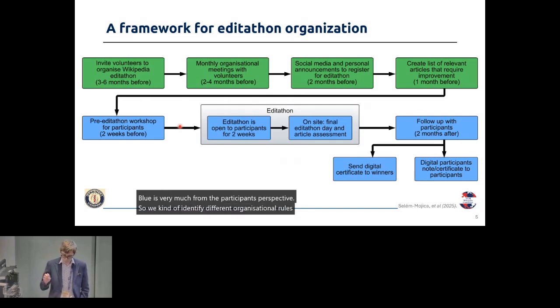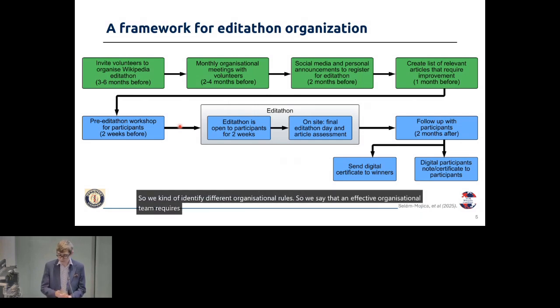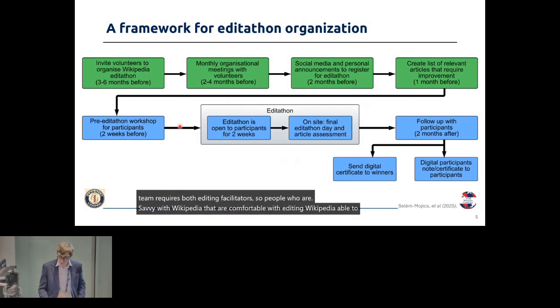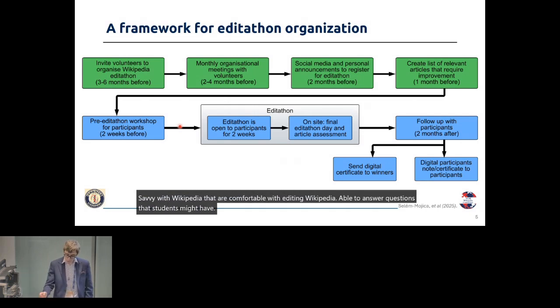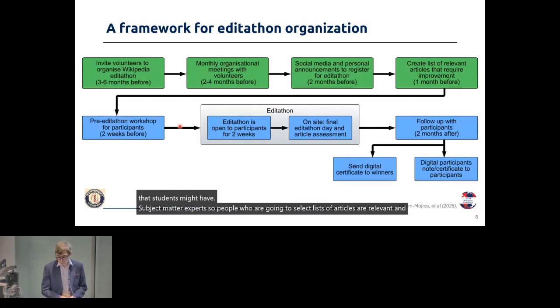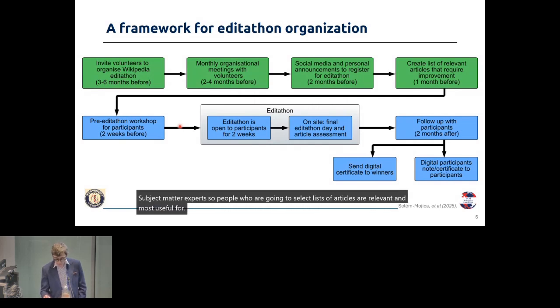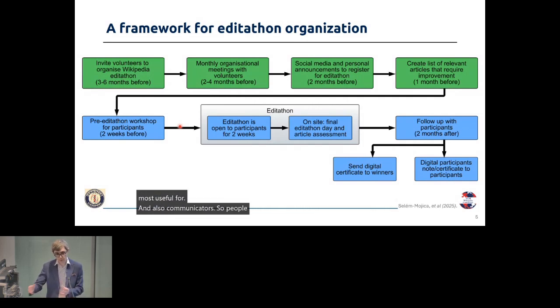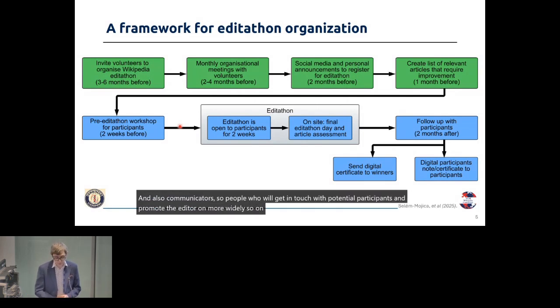So we say that an effective organizational team requires both editing facilitators, so people who are savvy with Wikipedia, that are comfortable with editing Wikipedia, able to answer questions that students might have. Subject matter experts, so people who are going to select lists of articles that are relevant and most useful for participants, and also communicators, so people who will get in touch with potential participants and promote the editathon more widely, so on mailing lists or social media, for instance.